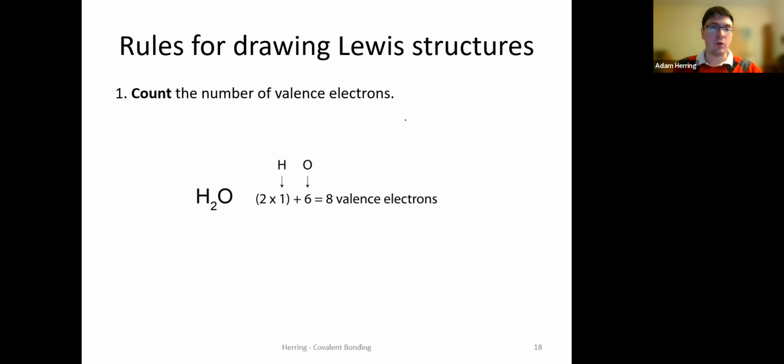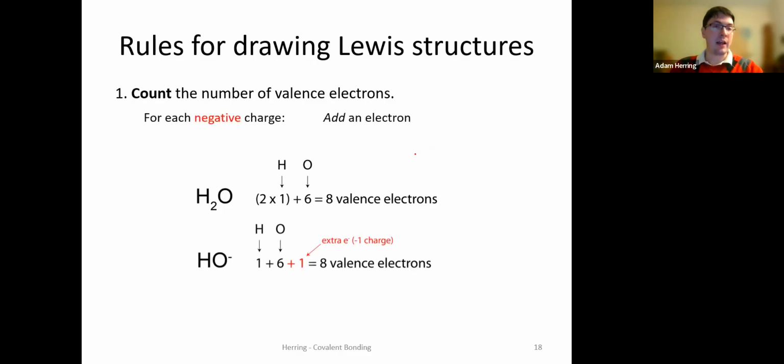Let's take, for example, water. Water's molecular formula is H2O. There are 2 hydrogens and 1 oxygen. Each hydrogen has 1 electron. We know that because it's in group 1A. And the oxygen has 6 valence electrons because it's in group 6A. So there's a total of 8 valence electrons.